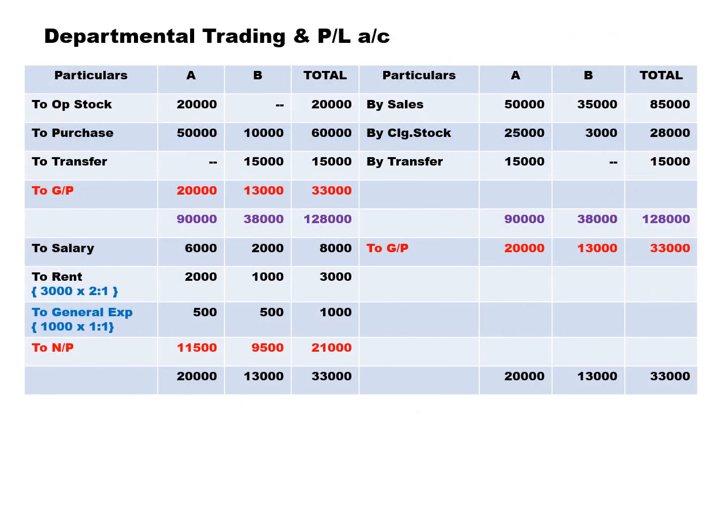So departmental trading and PL account for the year ended 31st December 2018. So we have sales on the credit side given separate, by closing stock given separate, and two opening stocks given separate for A and B, but for B opening stock is nil. Two purchases given separate for A and B, and then transfer. B is a receiving department, debit. A is a supplying department, credit.